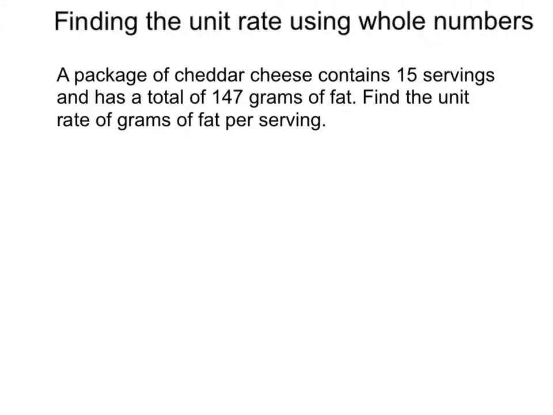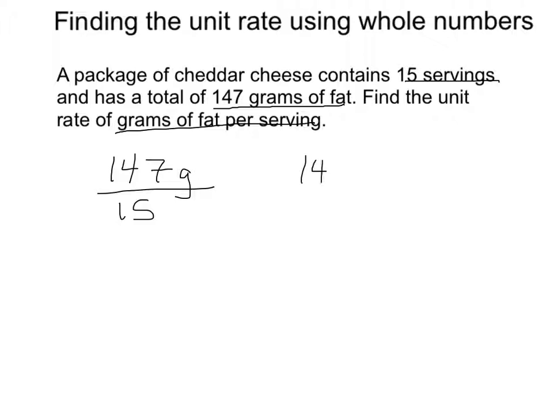Let's look at an example. Say a package of cheddar cheese contains 15 servings and has a total of 147 grams of fat. We want the unit rate of grams per serving. So our grams is going to go on top, and our servings are going to go on the bottom. We know a ratio finds the comparison between quantities with division. So we're going to divide 147 by 15.